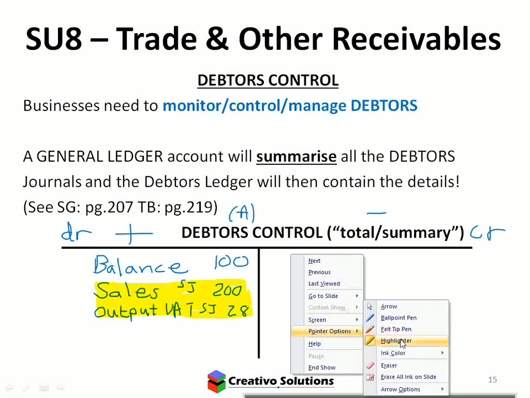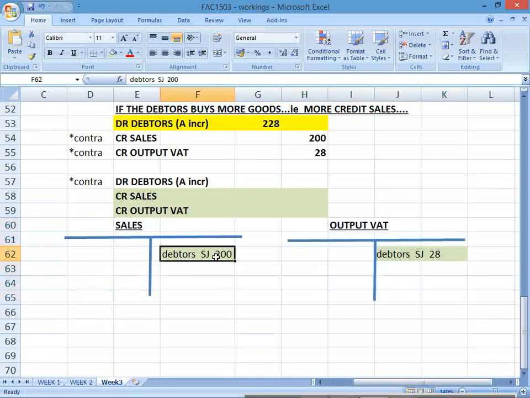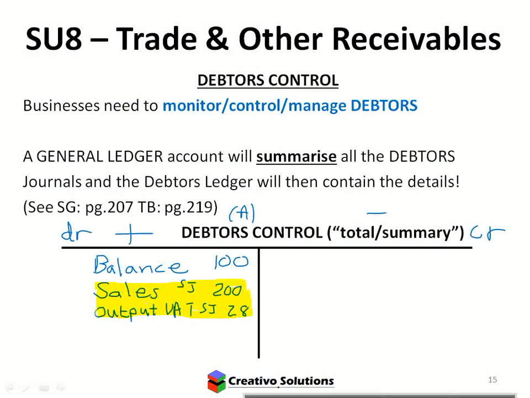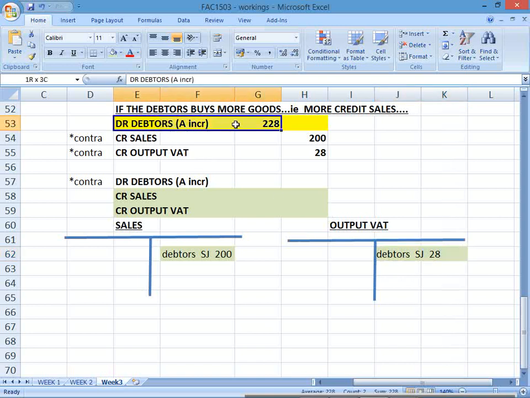Why? Because, have a look, this account's happy because this sales figure is referenced with that sales figure. This account's happy, why? This output VAT figure is referenced with that figure. There is a debit and a credit for everything, and there should be. Why? Because you had the debit and the credits. There's the debit, there's the credit. And that's how you do it.